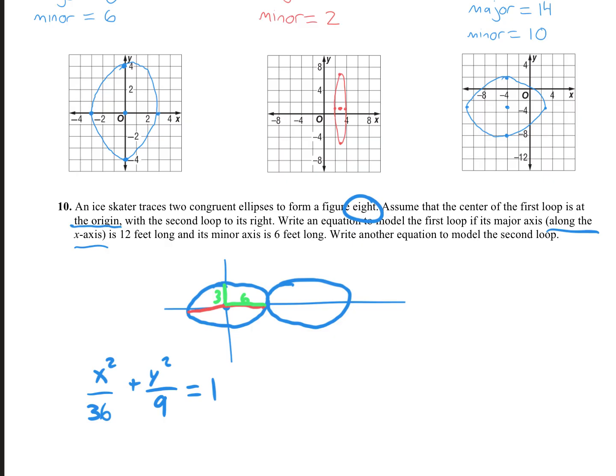All right, so for this other loop, we need to figure out where this is centered. All right, so if this is 6, then this also needs to be 6 if they're congruent. So that is 12 away from the origin. So this has a center of 12, 0. All right, so it's x minus 12 squared plus y minus 0 squared. And because they are congruent, I know they have the same denominators. All right, that is all for 10.4.